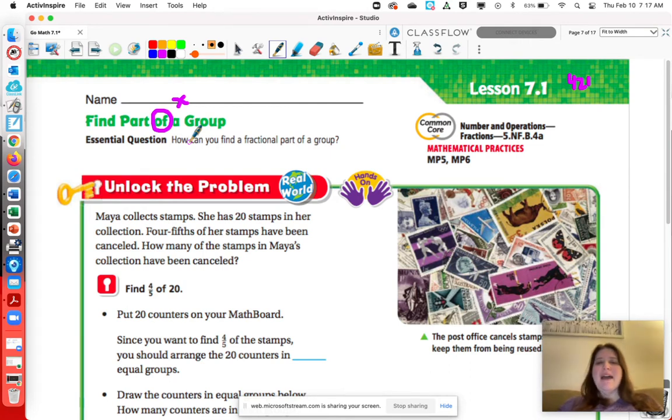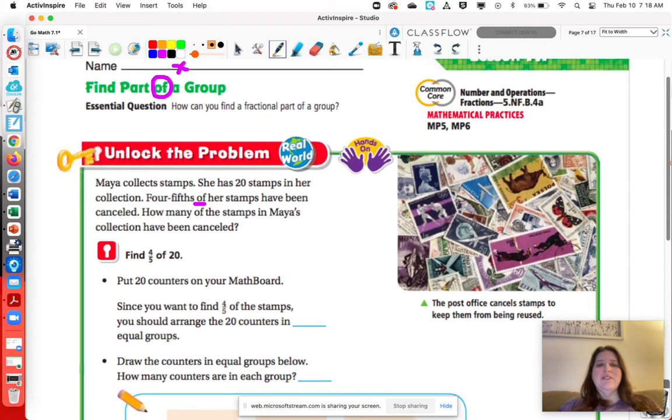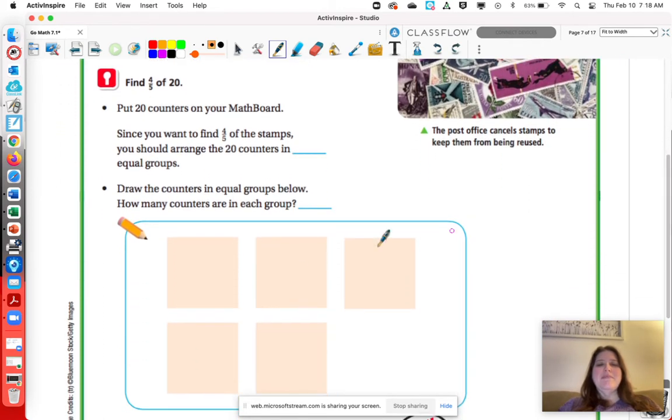So the question says, Maya collects stamps. She has 20 stamps in her collection. 4/5 of her stamps have been canceled. How many of the stamps of Maya's collection have been canceled? So they're asking us to take a look and put counters on our math board. So we can come down here, and they want us to put 20 counters on our math board.